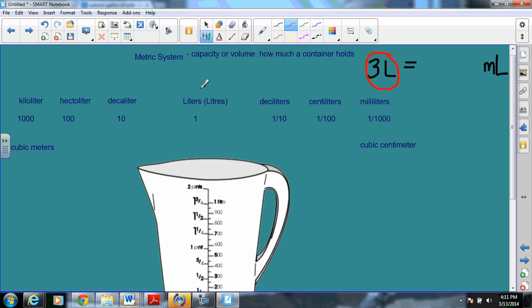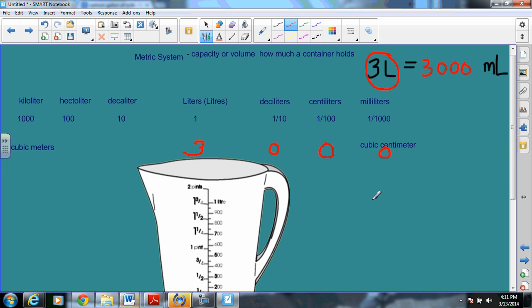So because we know that, we can go to the liters column and we can put 3 in for 3 liters. Because we want to know milliliters, we can fill in the chart with zeros until we get to the milliliters column. That's why the metric system is a little bit easier than our system of measuring. If I fill in zeros until I get to the milliliters column, you'll see that I have the number 3,000. That is 3,000 milliliters. So 3 liters is the same as 3,000 milliliters.